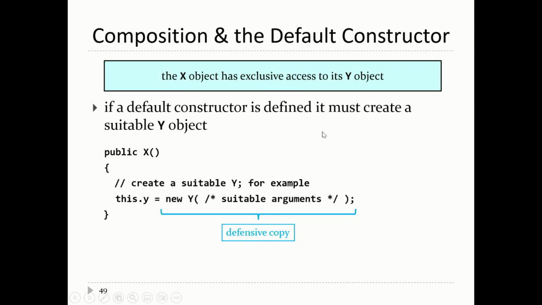Okay, so what happens if you have a no arguments constructor, which I'm calling the default constructor here? If you have a no argument constructor and you have a field of type Y, then obviously you have to make a new Y object inside the constructor. That's not actually a defensive copy, but anyway.